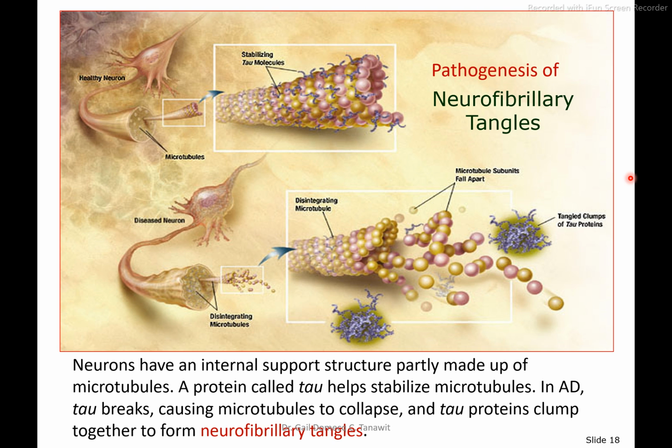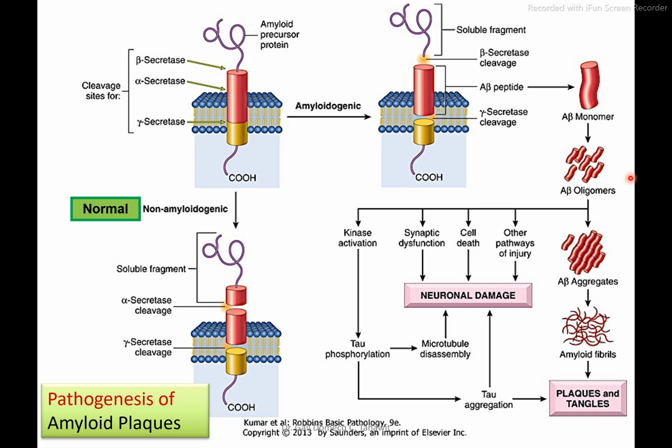So at the molecular level, neurons have an internal support structure partly made up of microtubules. A protein called tau helps stabilize the microtubules. In patients with Alzheimer's disease, it's weak, and it breaks. The tau would be fragile. It breaks, causing the microtubules to collapse, and the tau proteins would be clumping together, forming now your neurofibrillary tangles. So this is at the biochemistry level.